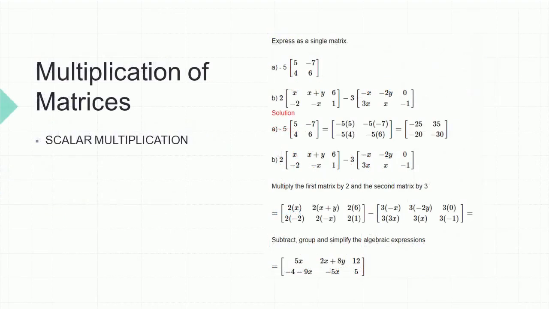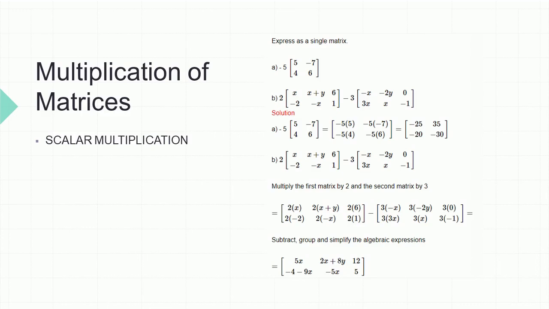That gives us the right to move into scalar multiplication. So this is a very simple concept. Scalar multiplication simply involves multiplying a matrix by a single number, usually a scalar. Now, for the first example, you can see minus 5 is meant to multiply the entire matrix. So what it does is multiply each of the individual elements in that matrix. You can see minus 5 multiplies 5, minus 7, 1, 4, and 6, and then you have minus 25, 35, minus 20, and minus 30 as our solution matrix.